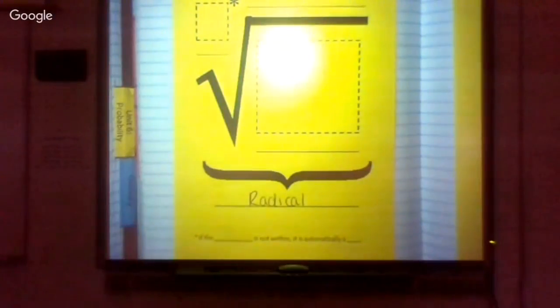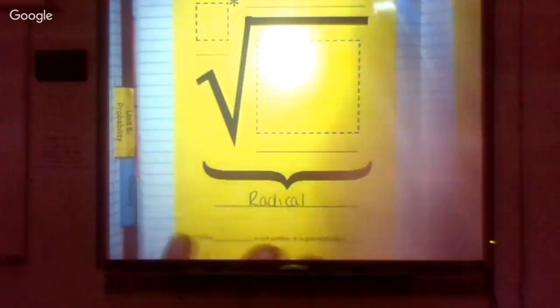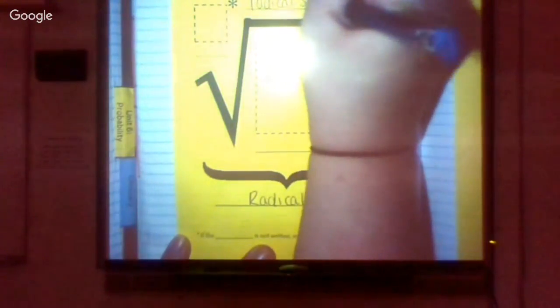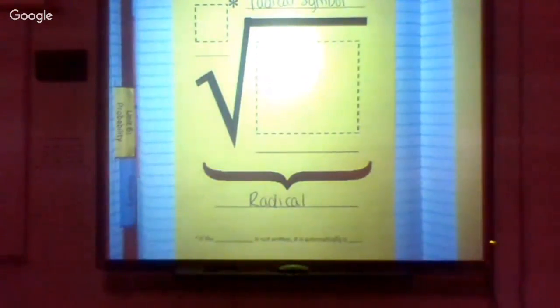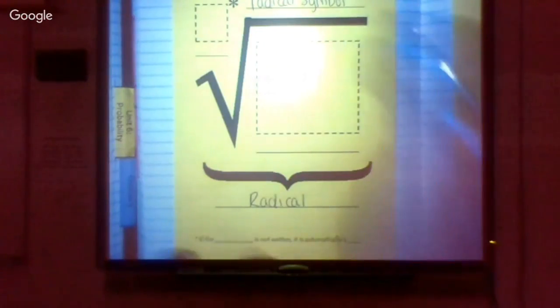Everything you see on this page is a radical. So this blank down here is a radical. Everything above it is a radical. Each radical has 3 different parts. First off, you must have a radical symbol for it to be a radical.